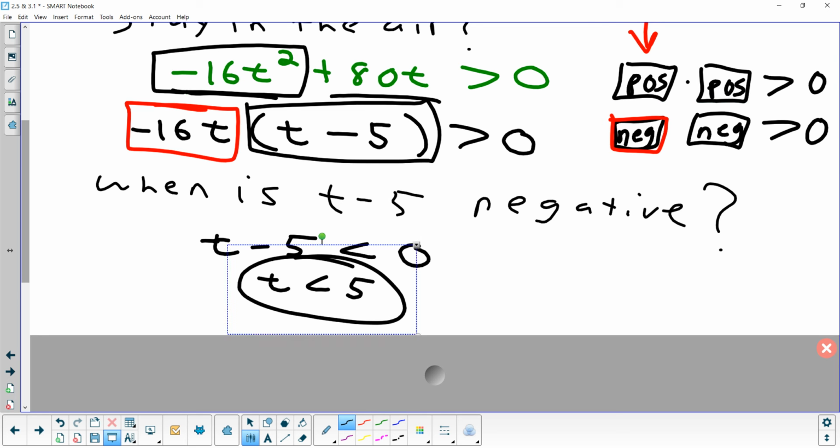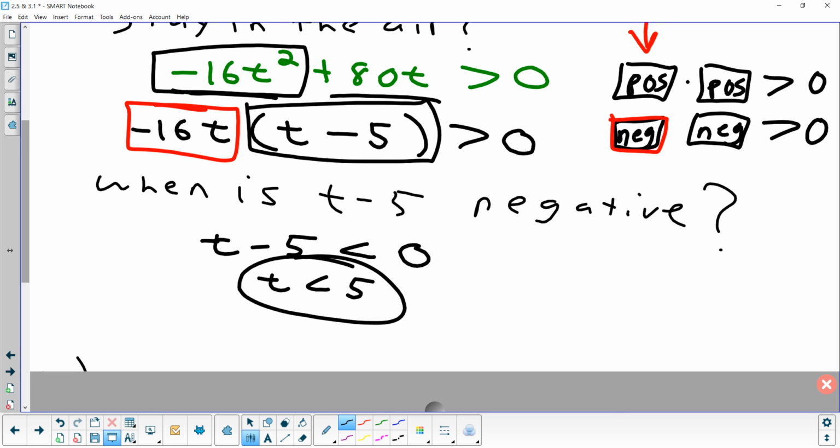Can somebody interpret what that means? t is less than 5. So how long is the ball in the air? Less than 5 seconds. Just less than 5 seconds, like 4.9. At 5 seconds, it's back on the ground. But just under 5 seconds, like 4.99999, that's how long it's in the air for. So just less than 5. And that's the answer. Right?